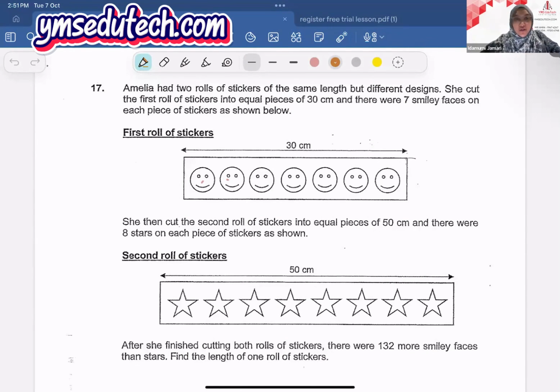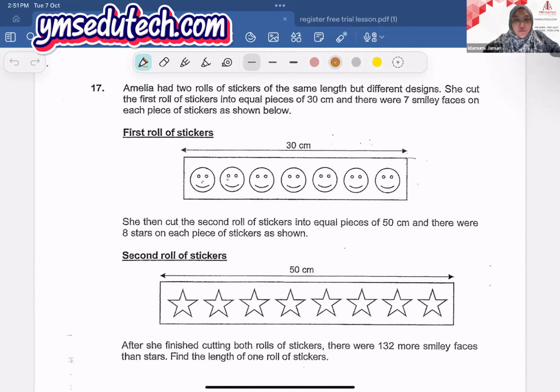Let's go through this question together. Amelia had 2 rolls of stickers of the same length but different designs. She cut the first roll of stickers into equal pieces of 30 cm and there were 7 smiley faces on each piece of stickers as shown below.